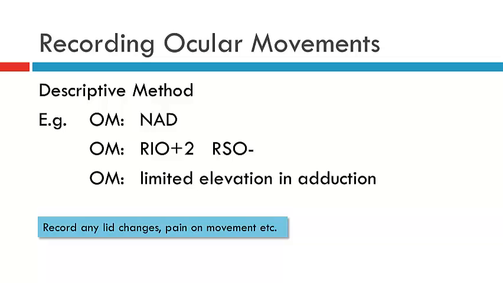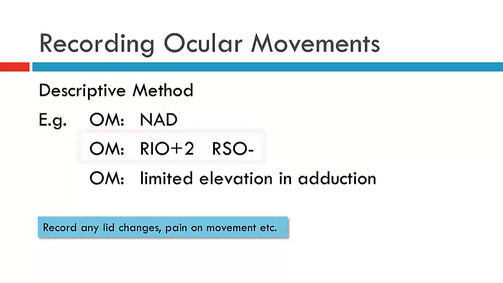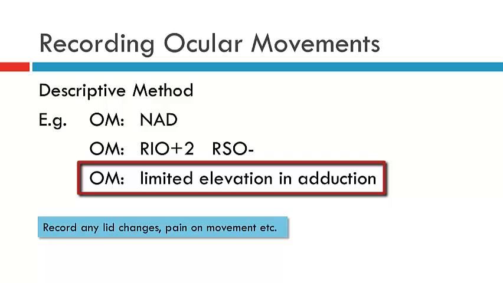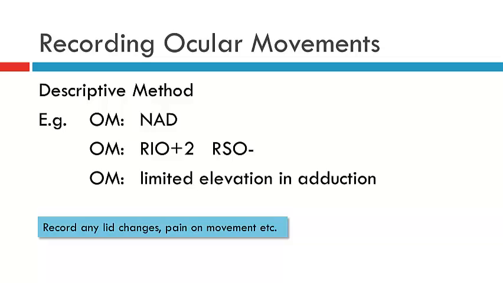Now, there are two ways of recording ocular movements, the descriptive and graphic method. The descriptive method is just that, you describe what you see. So here we have 3 examples of the descriptive method. First one indicates no apparent defect, so there was full extent of eye movements and all the extraocular muscles seem to be moving normally and have full range of movement. The second one, we have a right inferior oblique overaction and a right superior oblique underaction. And in the third instance, we have a limitation of elevation in adduction, so more of a description of what is occurring there. Again, don't forget to record any lid changes or pain on movement, etc. that might be occurring or you might notice during ocular movement testing.